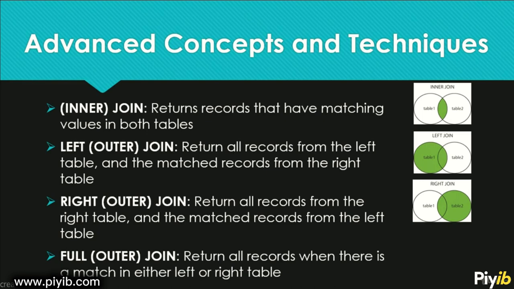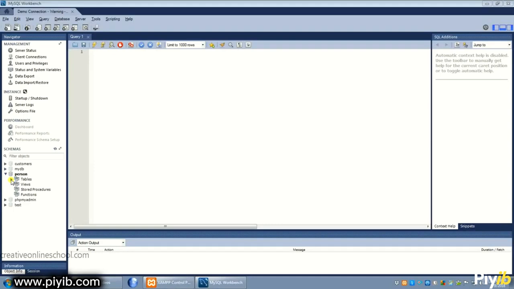And a full outer join returns all records from both tables when there is a match in either the left or right. So it returns everything where either side has the value you're looking for. So let's get started on those queries.